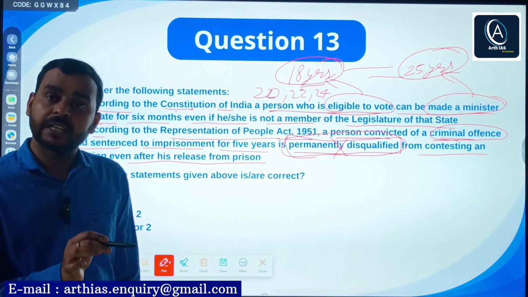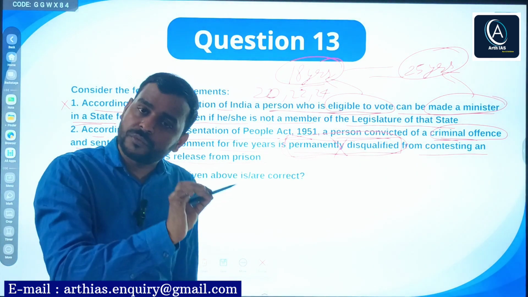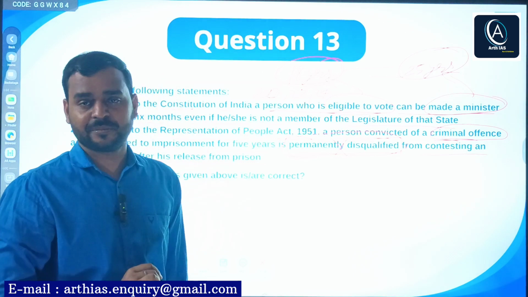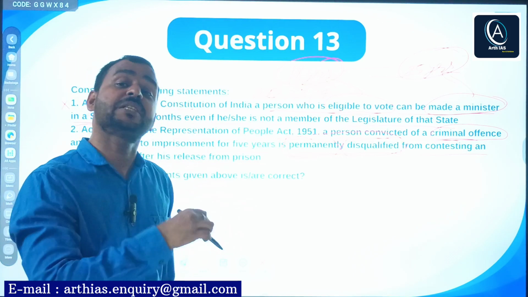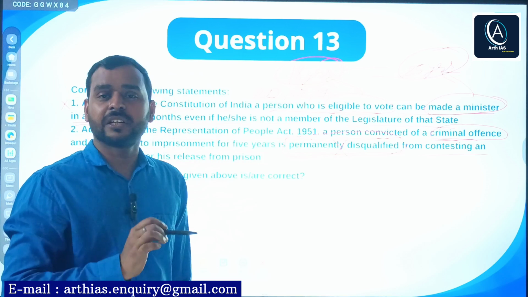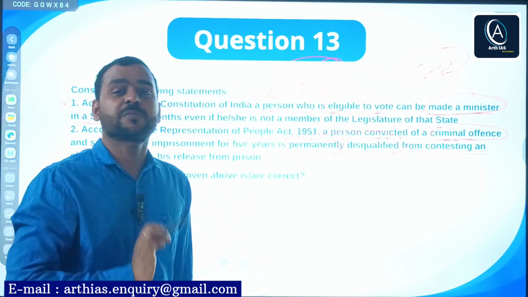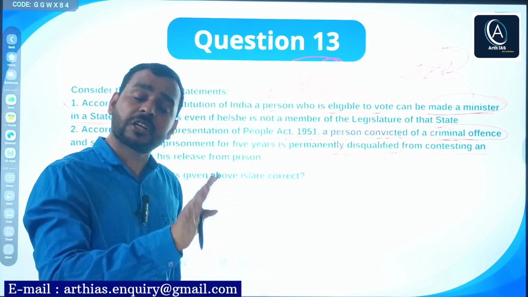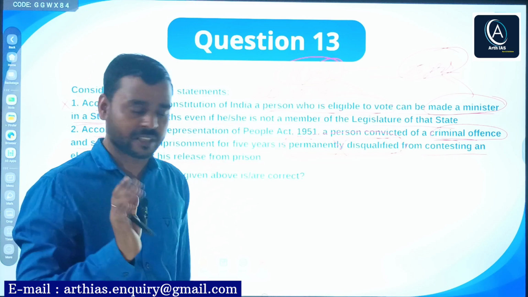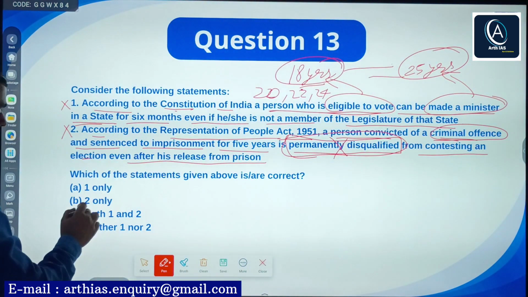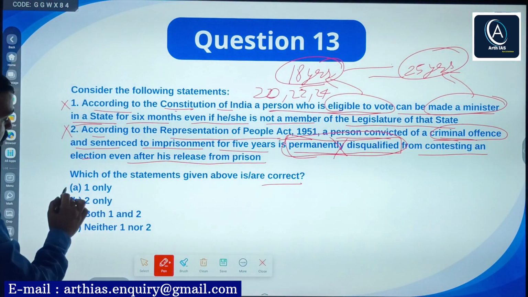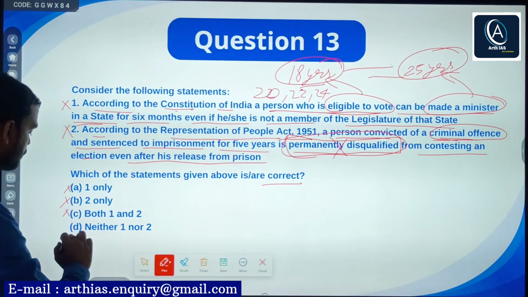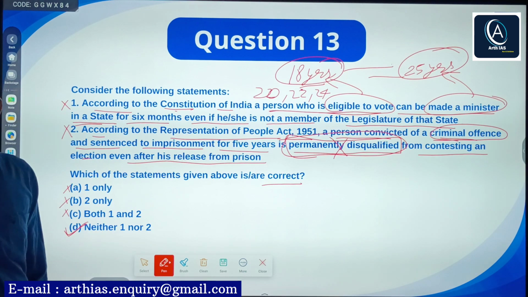That person is disqualified for 6 years from the date of release. Not permanently. Permanently means his life has been ruined, his political career is spoiled. No. So that person after release cannot contest election for 6 years. So both statements are incorrect. A says one only, no. B says two only, no. C says both, no. D says neither one nor two. So D is the right answer of this question.